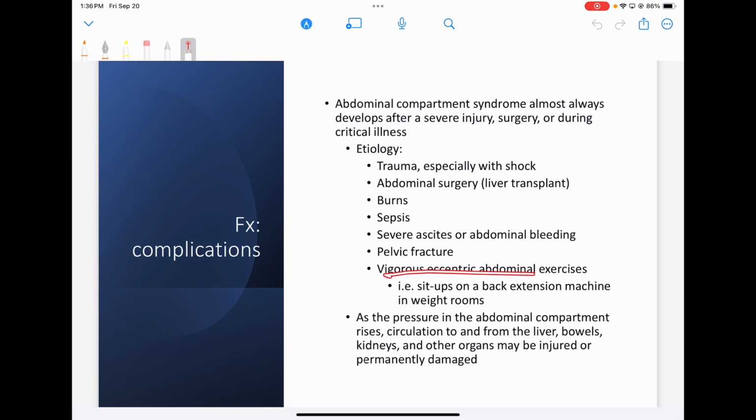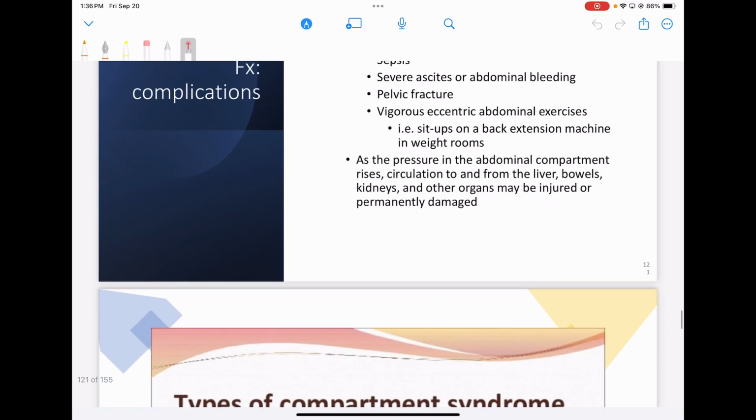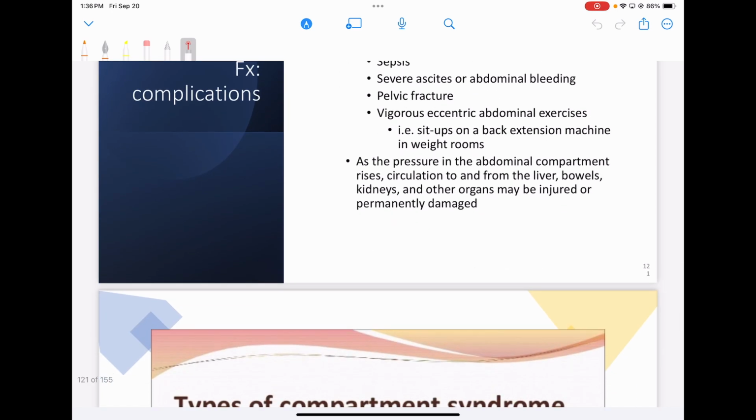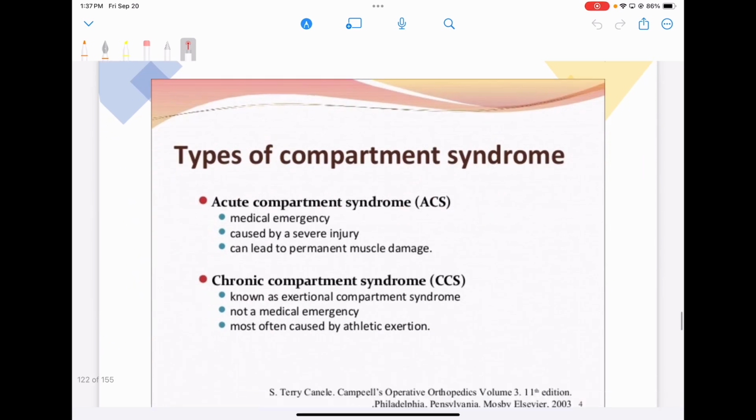Again, exercise can do it as well. As the pressure in that compartment rises, circulation to and from the liver, the bowels, and kidneys may be injured or permanently damaged as well. So these compartment syndromes are no joke. So there's two different types.